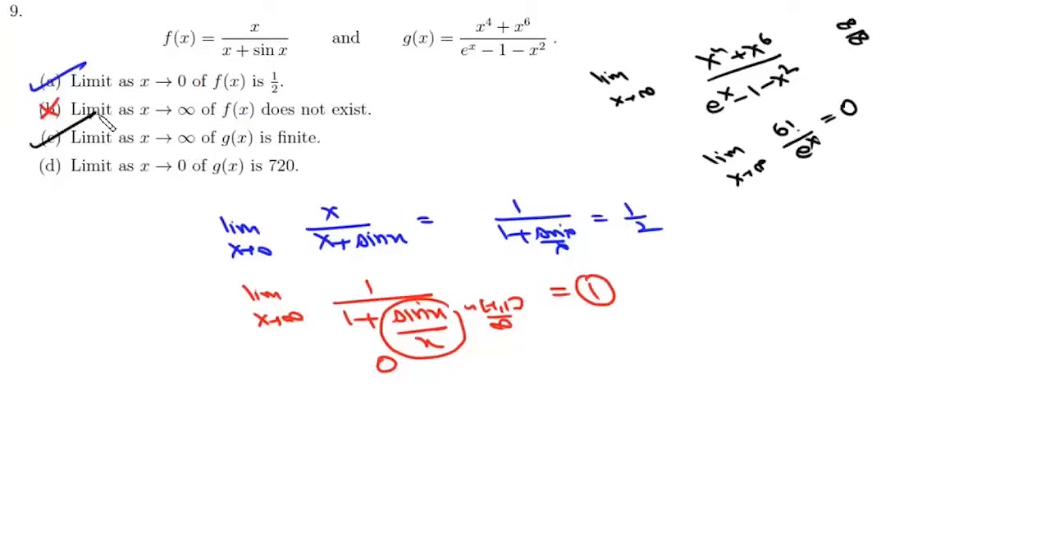Now we look at this option D, limit x tends to 0, g(x). Now we use L'Hopital's rule in this, we can write limit x tends to 0. Now this is 4x cube plus 6x to the power 5 upon e to the power x minus 2x. Now this limit, it is 0. So this option D, it is incorrect. So the correct options are A and C.